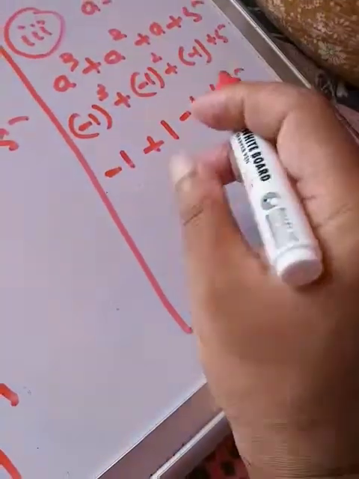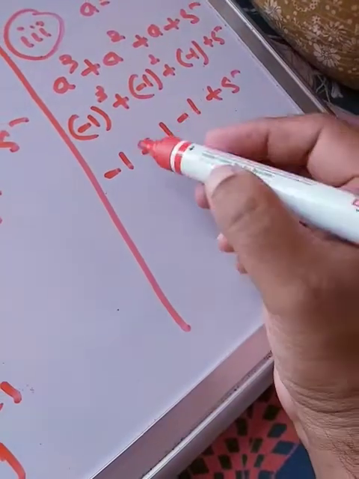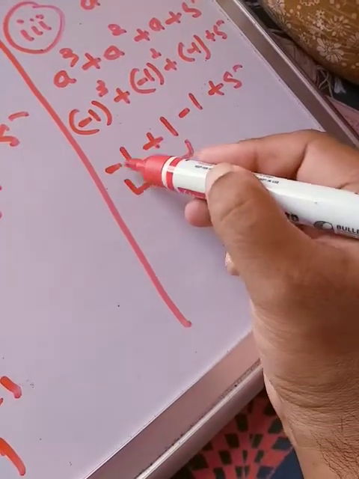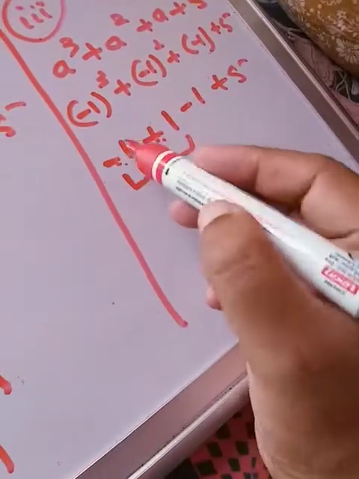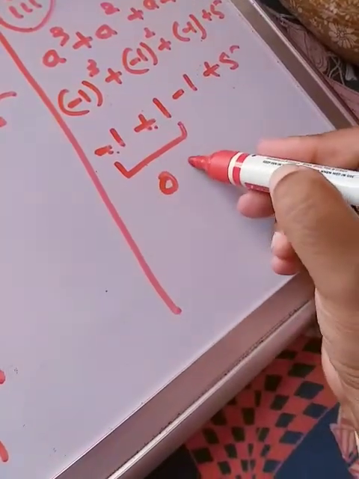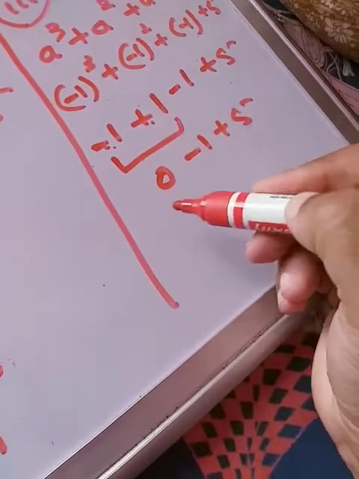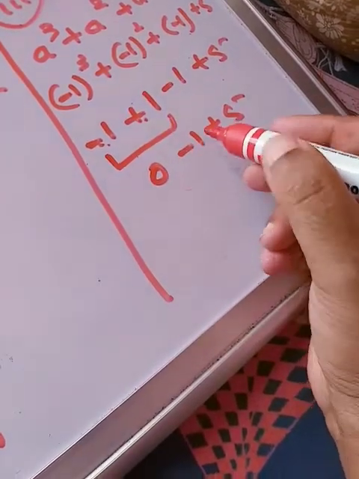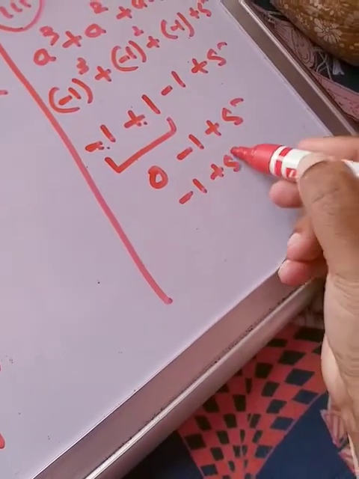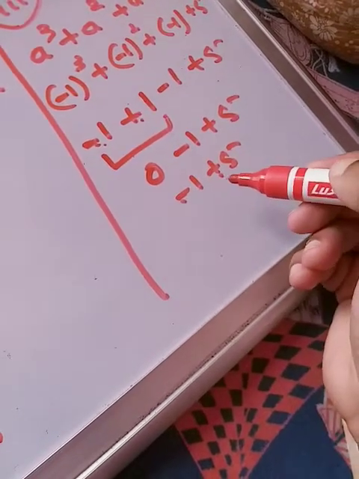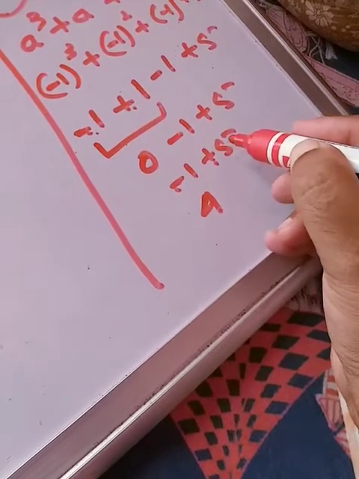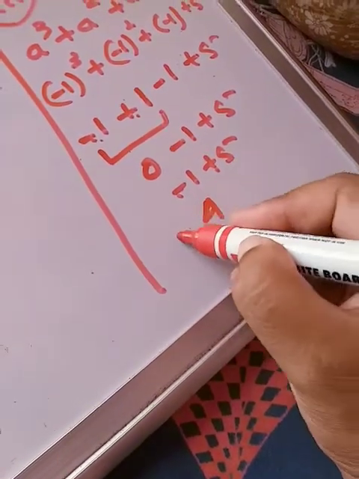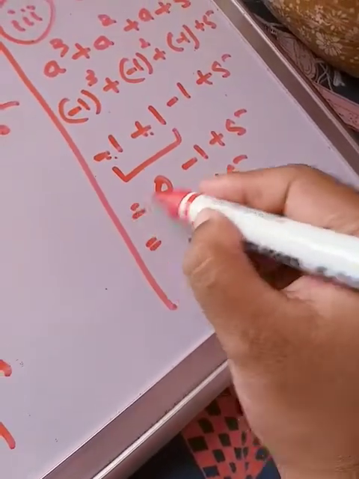Now bring all the plus signs together. Now let's solve this. Minus 1 plus 1. Minus plus is what? Minus. So 1 minus 1 is what? 0. Okay. Now 0 minus 1 is what? Minus 1. Minus plus is what? Minus. 5 minus 1 is what? 4. Which number is greater? 5. 5 is carrying what sign? Plus. So plus 4 is the answer.